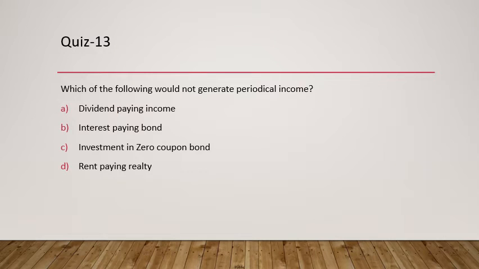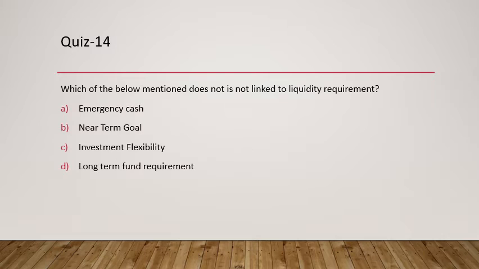Which of the following would generate periodical income, which means you will keep on getting some income from them? Dividend paying income is periodic, interest paying income is periodic, but investments in zero coupon bonds will not get you periodic income, because zero coupon bonds are the bonds which do not pay coupon and they mature after a certain number of years. So the answer is C in this case.